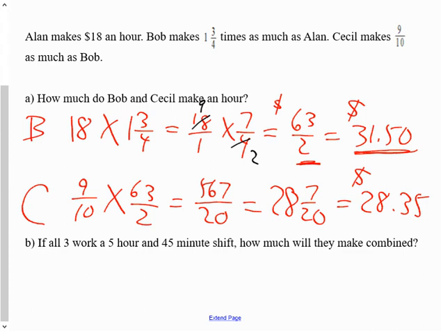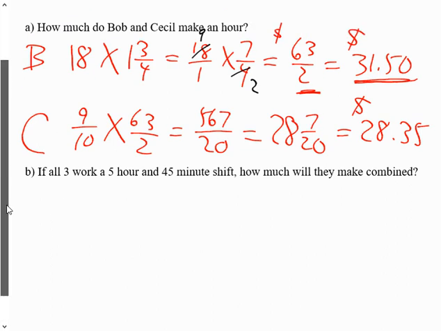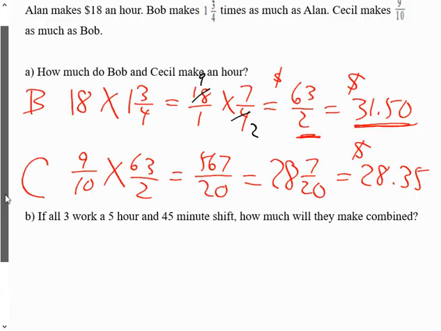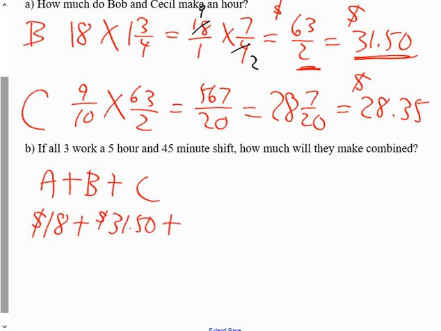Now the next part was pretty tricky. It was a bonus question, so you didn't have to do it. It says if all three work a 5-hour and 45-minute shift, how much will they make combined? So let's take all three of them, Alan plus Bob plus Cecil, or $18 for 1 hour plus $31.50 plus 28.35.